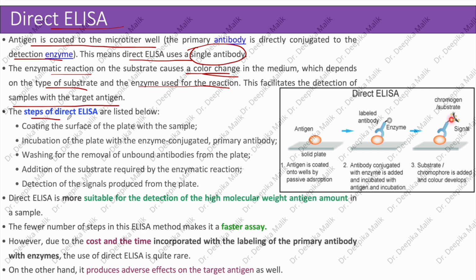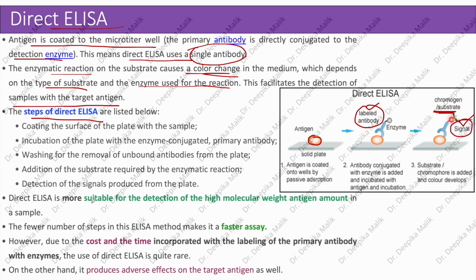The steps of direct ELISA are listed below. Coating the surface of the plate with the sample, as you can see here in the diagram. Incubation of the plate with the enzyme-conjugated primary antibody. Washing for the removal of unbound antibodies from the plate. Then addition of a substrate required for enzymatic reaction. And then finally, detection of the signals produced from the plate.